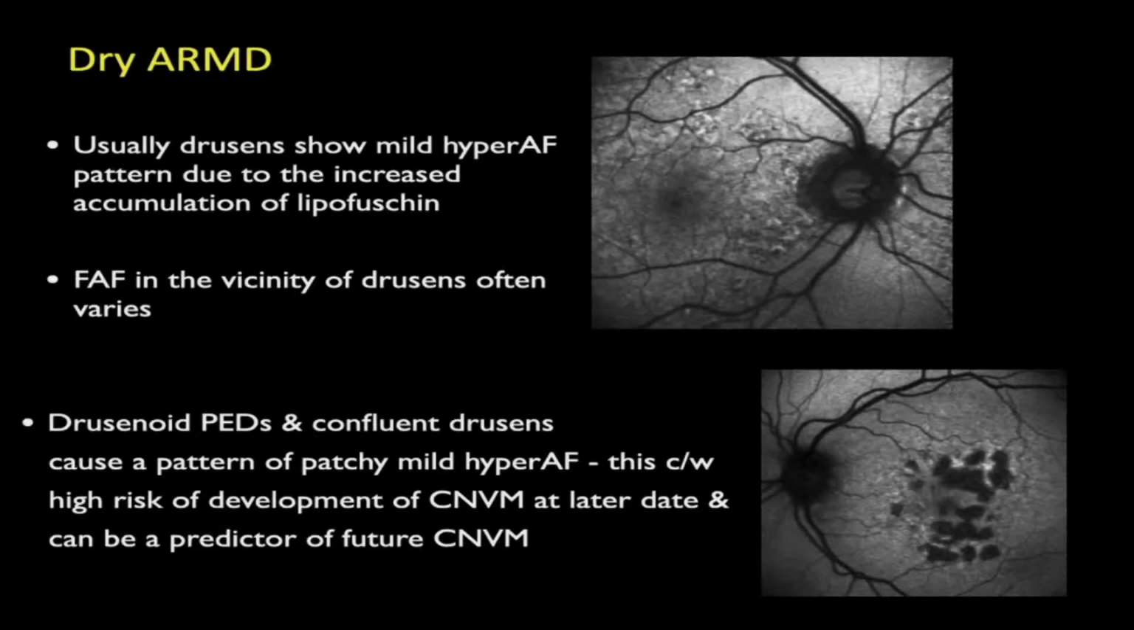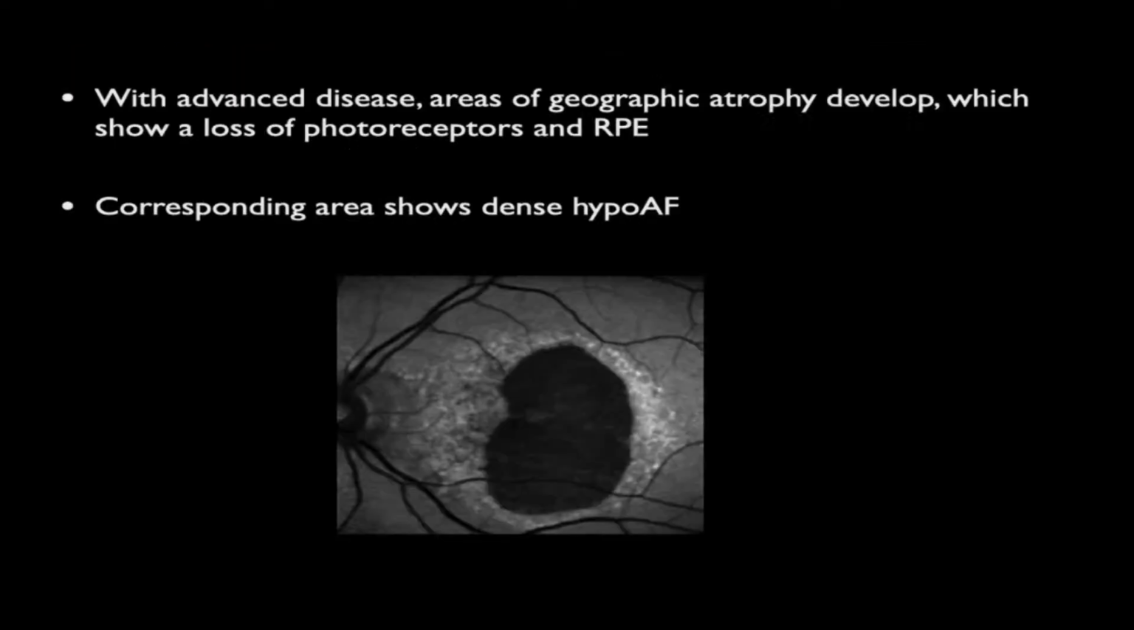So the uses over here are essentially to look at AMD, Stargardt's disease, retinitis pigmentosa, heredomacular dystrophies, inflammatory diseases. So usually drusen would show mild hyperautofluorescence due to increased accumulation of lipofuscin. And if there's a drusenoid PED, or confluent drusen, they can cause a pattern of patchy mild hyperautofluorescence. This can prognosticate a higher risk of development of CNVM at a later date.